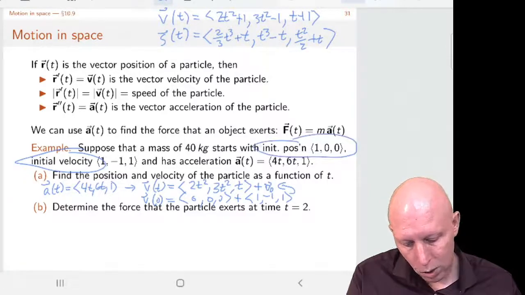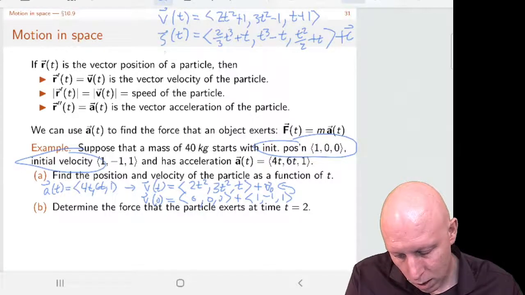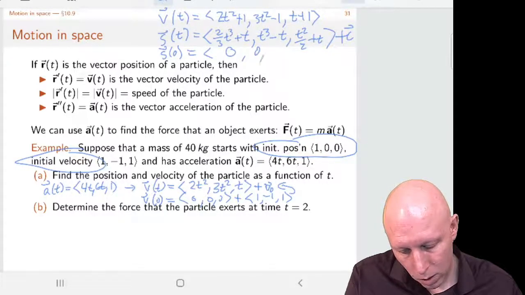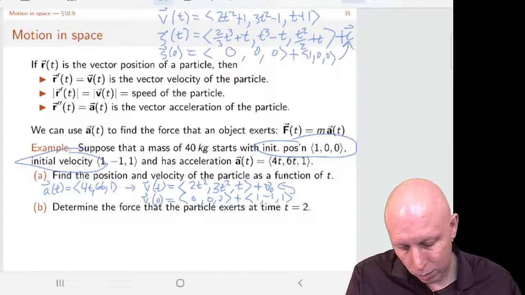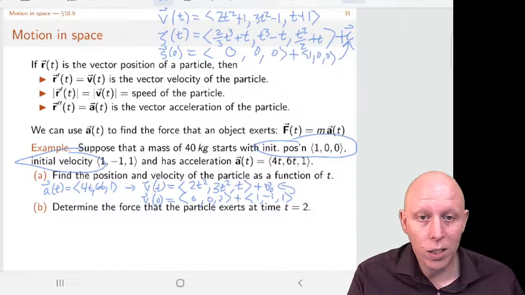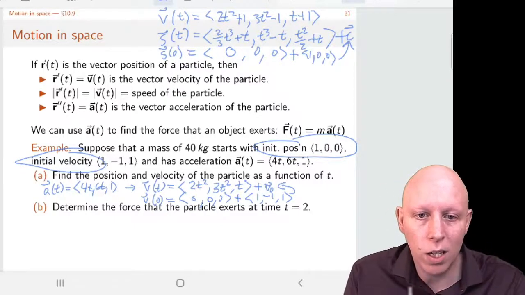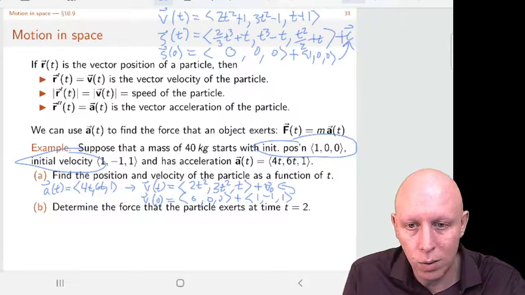And this is the initial position. So if we plug in s of 0, we get 0, 0, 0 plus 1, 0, 0. This is our c. All right, so that gives us our equation for the position of the particle and the velocity of the particle as a function of time.